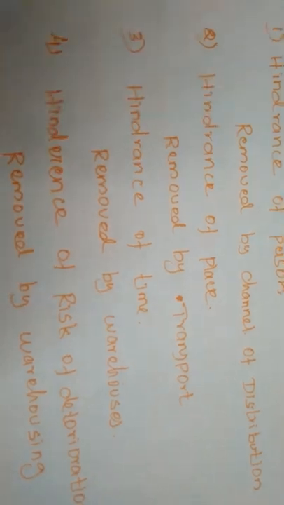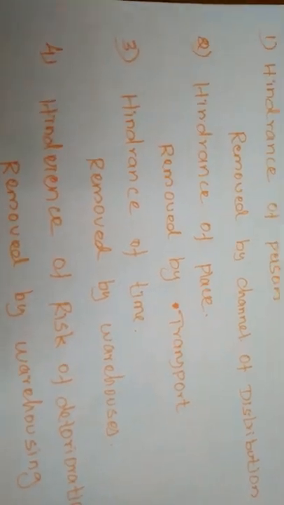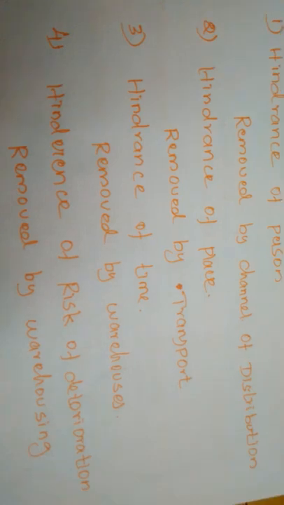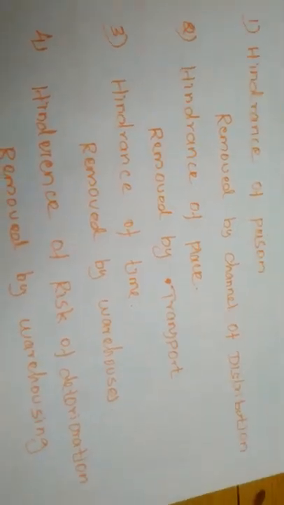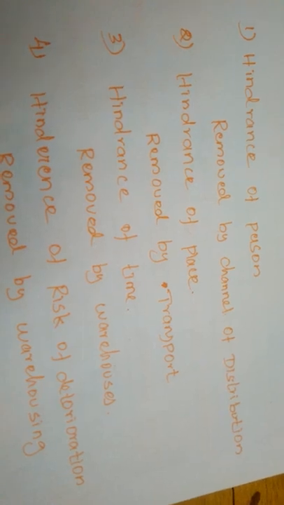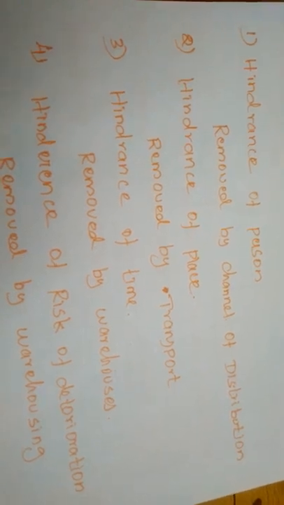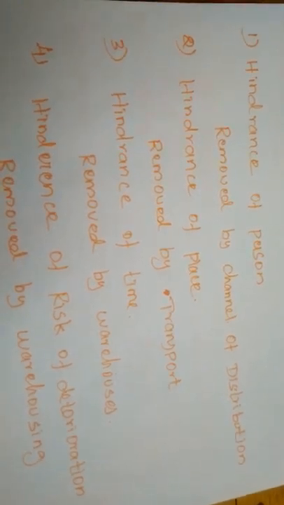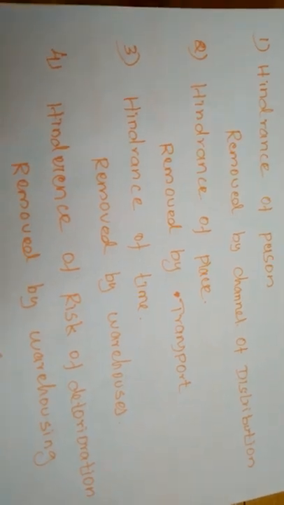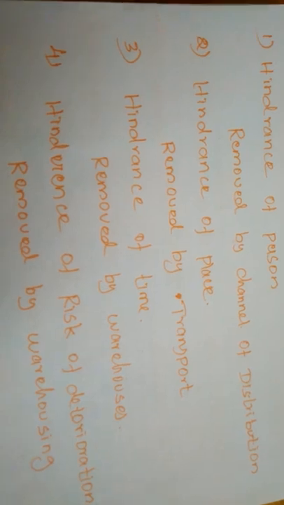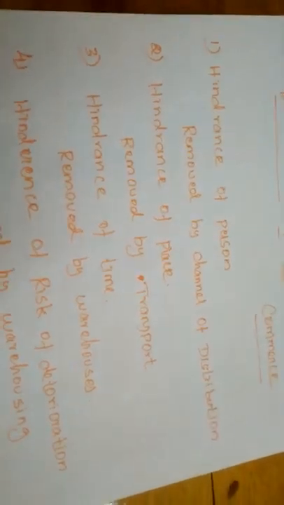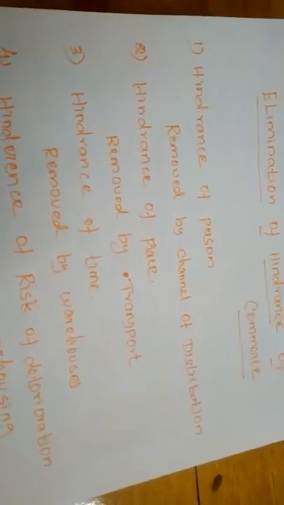Okay, that is the hindrance of place, and the hindrance of place is removed by transport. The different place of production and the consumer is called hindrance of place. That hindrance of place will be removed by transport. Here the hindrance is hindrance of place, and the elimination of the hindrance is done by transport.